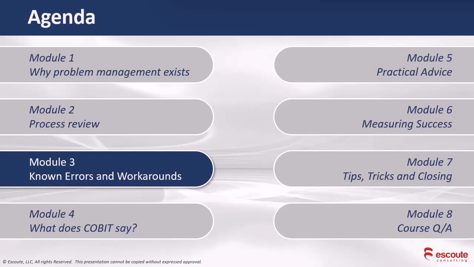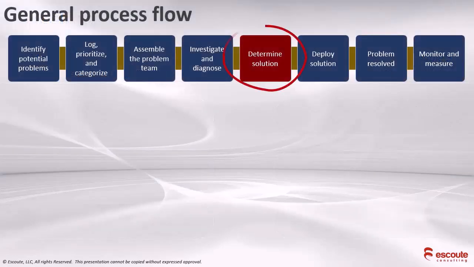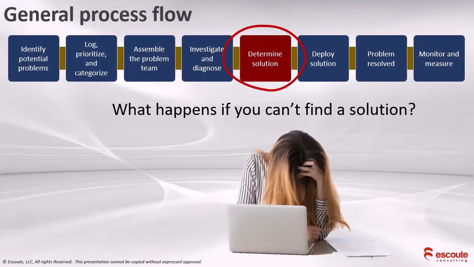What we're saying here is how successful. Let's face it, sometimes you cannot come up with a solution in a timely manner. Sometimes you can't come up with that solution within the financial means that you need, and you have to have a temporary fix. That's when we take those known errors and we now apply workarounds to them. So let's take that step where we determine a solution. What happens if you can't find a solution for this?